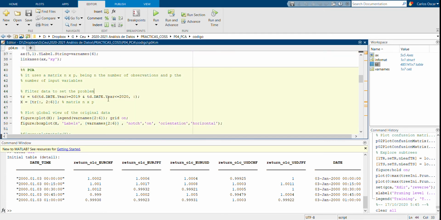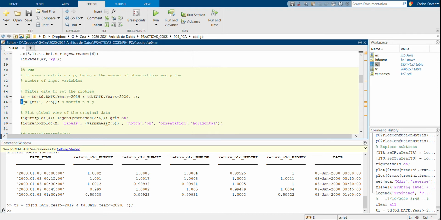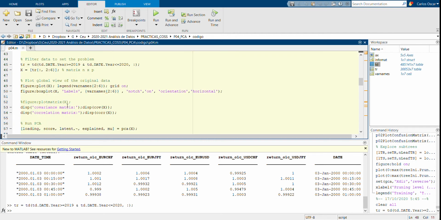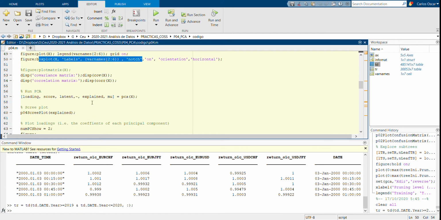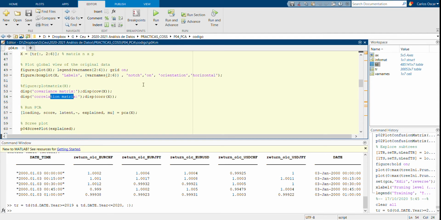Then we do the PCA. For doing the PCA, we will constrain ourselves to just 30,000 entries, because otherwise it takes too long. We will take the numeric data corresponding to those 30,000 entries. Then we will do some box plots, analyze the covariance and the correlation matrix, and do the PCA and analyze its first two components. Okay, so let's run the section.